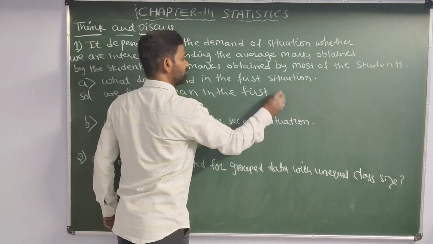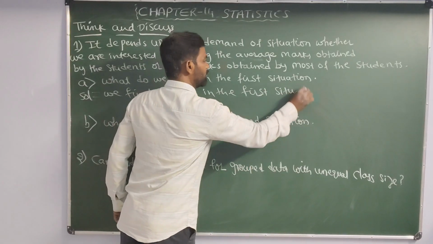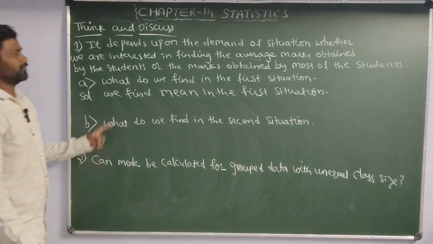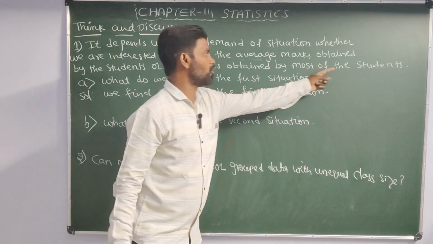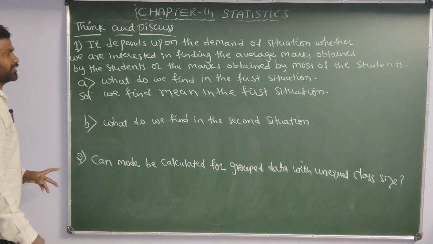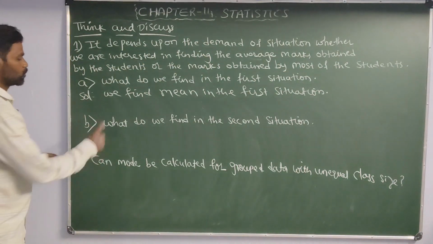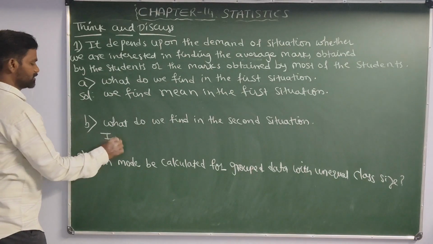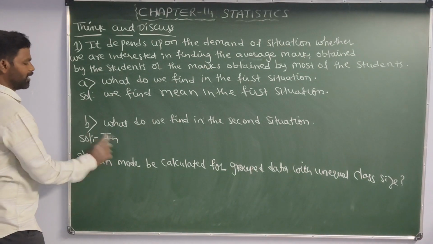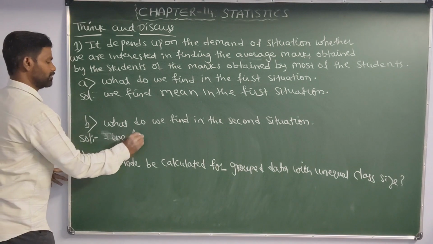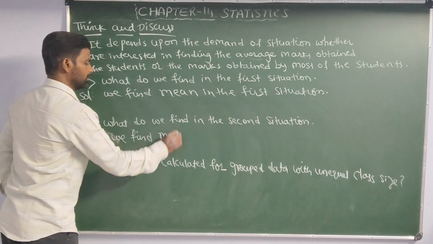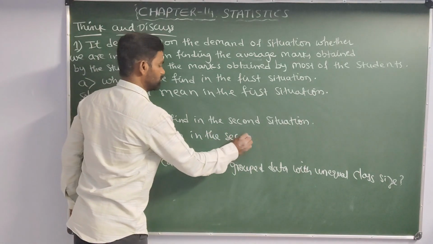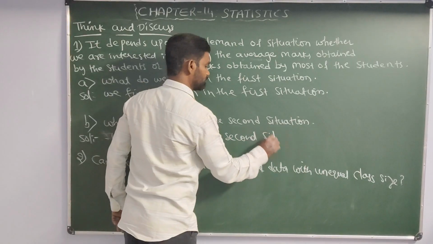We find mean in the first situation. That is your answer. Next, the marks obtained by most of the students. So it refers to finding the mode. So what do we find in the second situation? In the second situation, we find mode. So this is your answer.